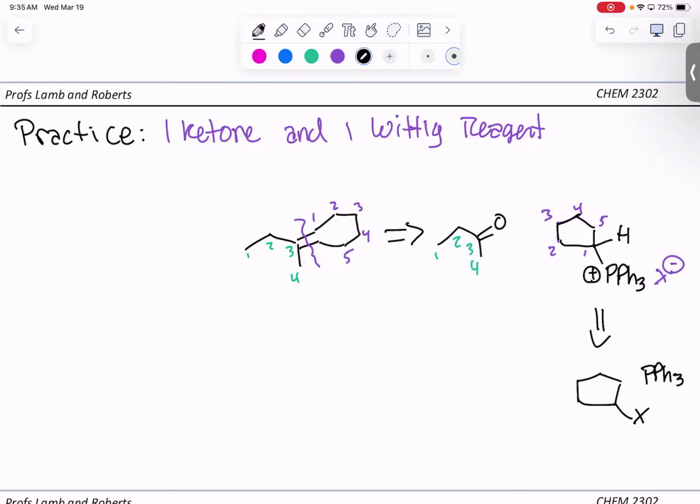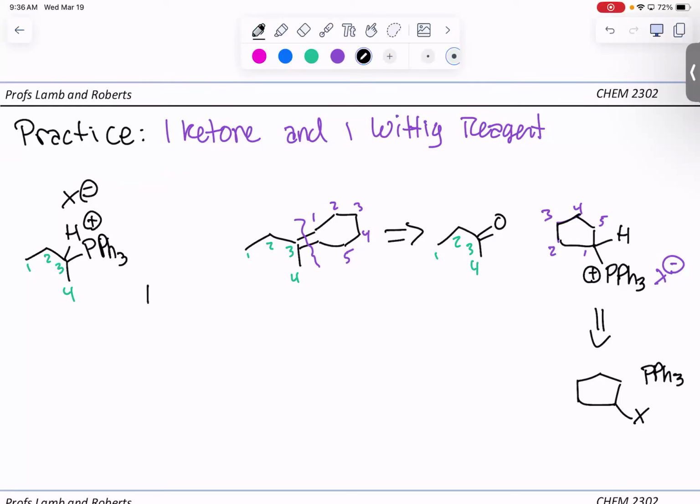But the nice thing about Wittig reactions is it turns out we arbitrarily decided that this 4-carbon fragment would be our ketone. But what if we decided that the 4-carbon fragment was our Wittig salt? We could do that as well. So we could say that this is our Wittig salt. That would be equally correct. All right, so we have 2 correct answers in this case.